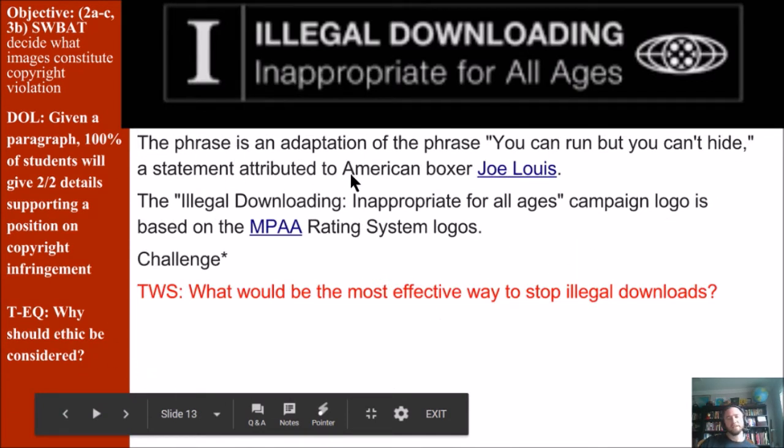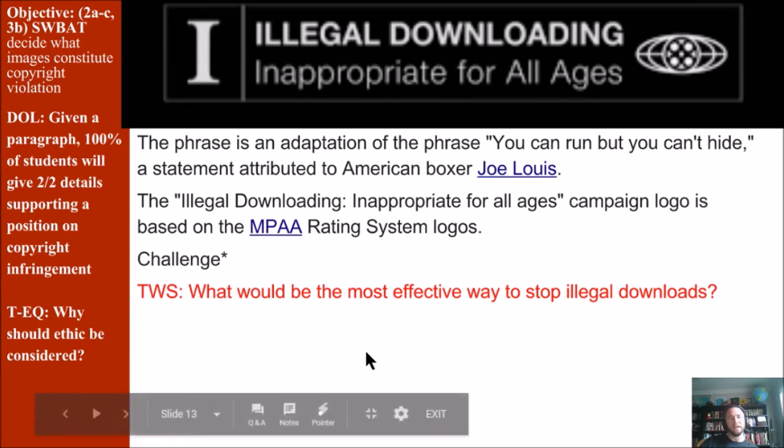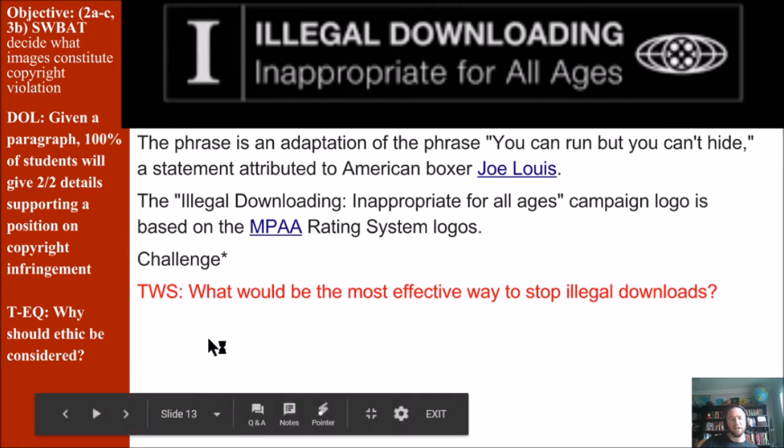The phrase is an adaptation of the phrase "You can run but you can't hide," a statement attributed to American boxer Joe Louis. The illegal downloading inappropriate for all ages campaign logo is based on the MPA rating system logos, and you've probably seen this before. Here's your challenge, think right share. What would be the most effective way to stop illegal downloads?